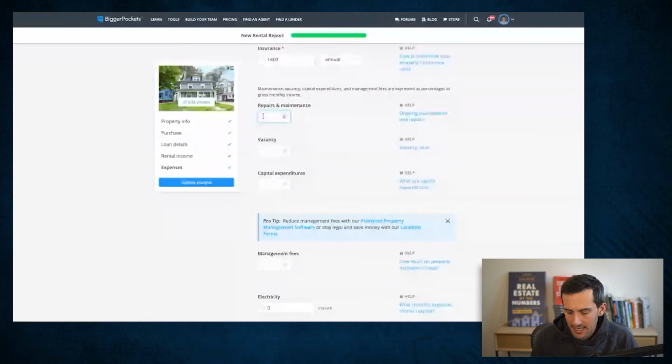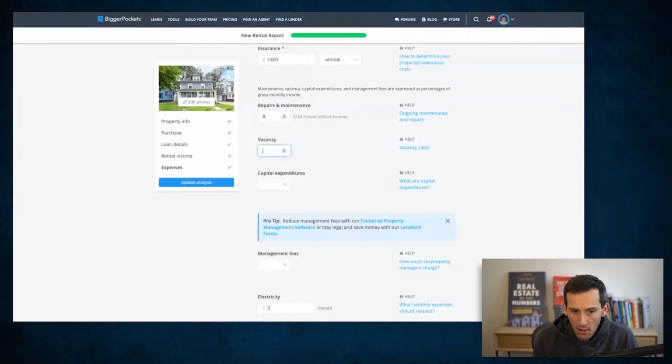So for repairs and maintenance, I'm going to use 8%. Usually I do something between 5 and 15%, depending on the condition of the property. If it's super nice, recently been updated, maybe 5%. If it really needs a lot of work, an older house that hasn't had updates, something more like 15% is probably appropriate. Because I don't really know what's going on in this house, I'm just using it as an example, I'm going to go right in the middle at 8%.